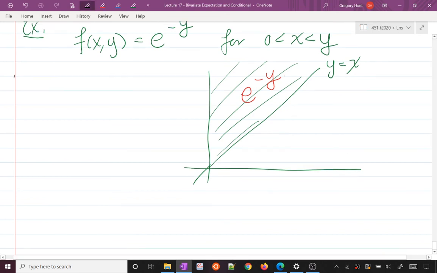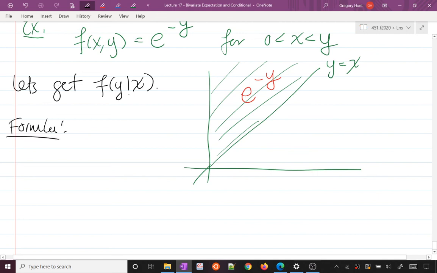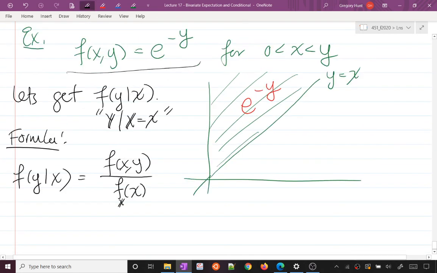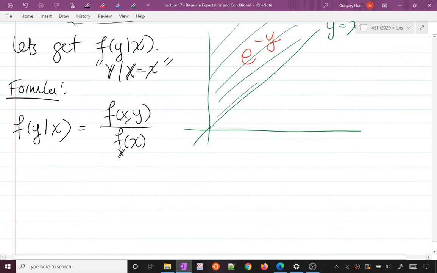So let's get, what do we want? Let's get f of y given x. Okay? So this is the conditional PDF of y given x is equal to little x. So that's kind of the conditional that we're looking at. The formula says that the conditional of y given x is the joint f of x,y over the marginal of x. We know the joint. We're given the joint right here. Half the problem's already done. Let's just get the marginal of x, right?